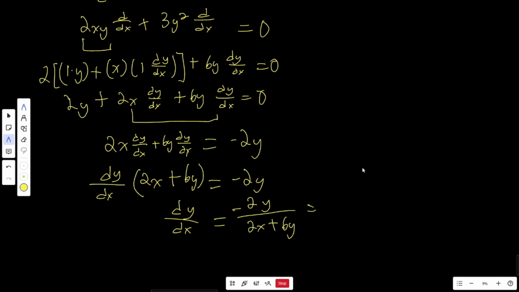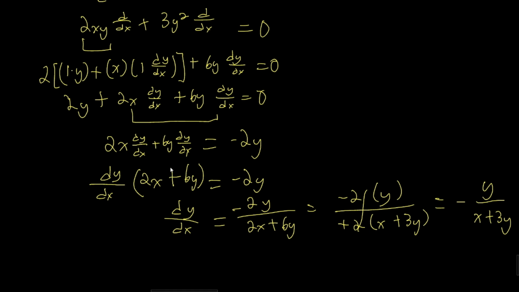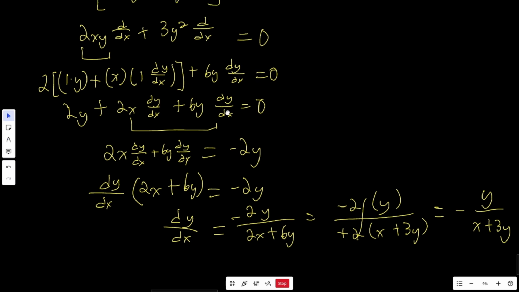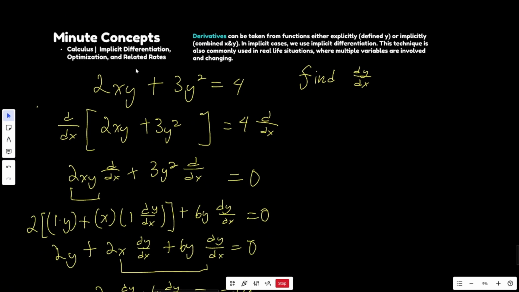And we can simplify this by factoring out the 2. So negative 2 times y on the top, positive 2 on the bottom, which makes it x plus 3y. Cancel this out, and we'll get negative y over x plus 3y. And that is our final answer for the change in y with respect to x. Now, this process is going to be very common in related rates.